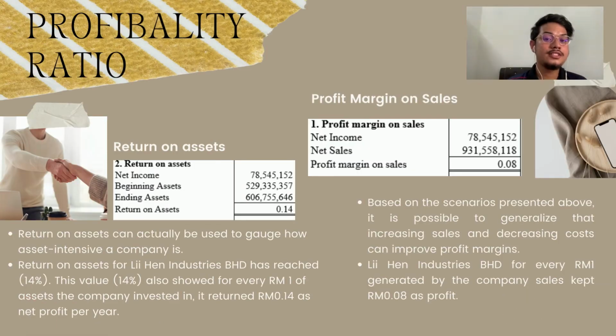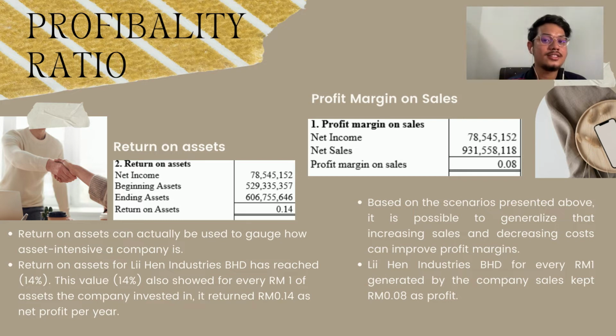Profitability ratio. First is profit margin on sales for LIQUIDITY Industry, where the ratio is 8%. Based on the scenario represented above, it is possible to generalize that increasing sales and decreasing costs can improve profit margins. However, LIQUIDITY Industry earns for every RM 1 generated by the company's sales RM 0.08 as profit.